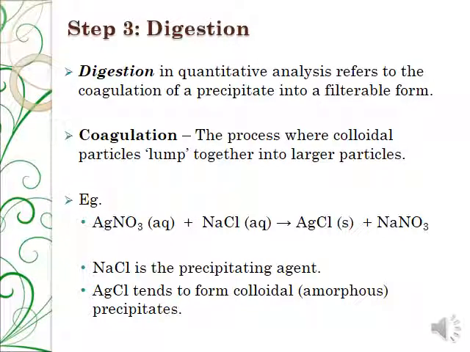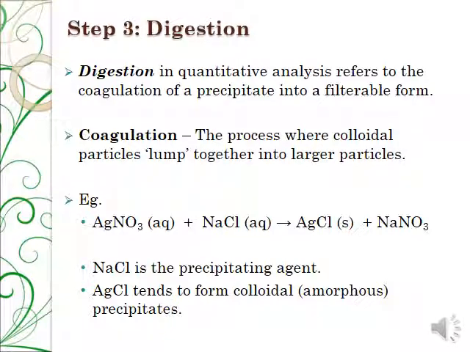The formation of the precipitate through coagulation is the process where the colloidal particles lump together in order to form larger particles. So remember, I have mentioned we want large particles through particle growth, not nucleation.